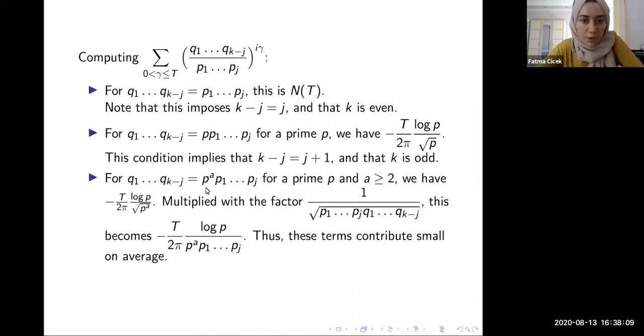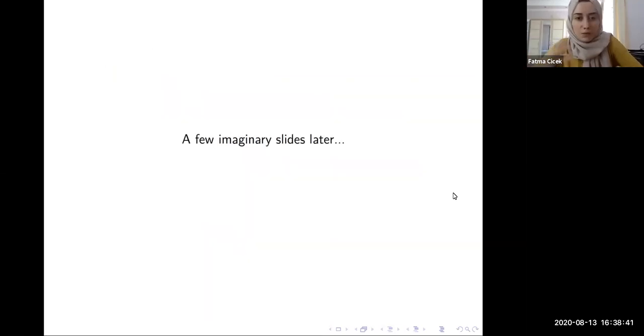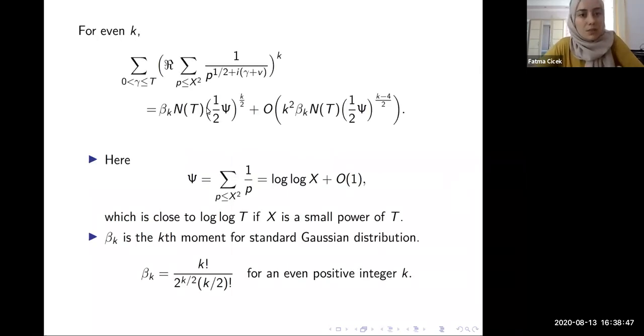And once you have a higher prime power, so when the power of the prime is bigger than 2, then you'll have a term like this, minus t over 2 pi log p over square root p to the a. This will be multiplied with this factor, which will lead to a smaller looking term, because a is bigger than 2 here. So when the prime power is larger than 2, we expect to have smaller order terms. Suppose that we handle all these computations, and maybe in a few imaginary slides, suppose that we have written everything down, and you will get that when k is even, you will have an expression that looks like this.